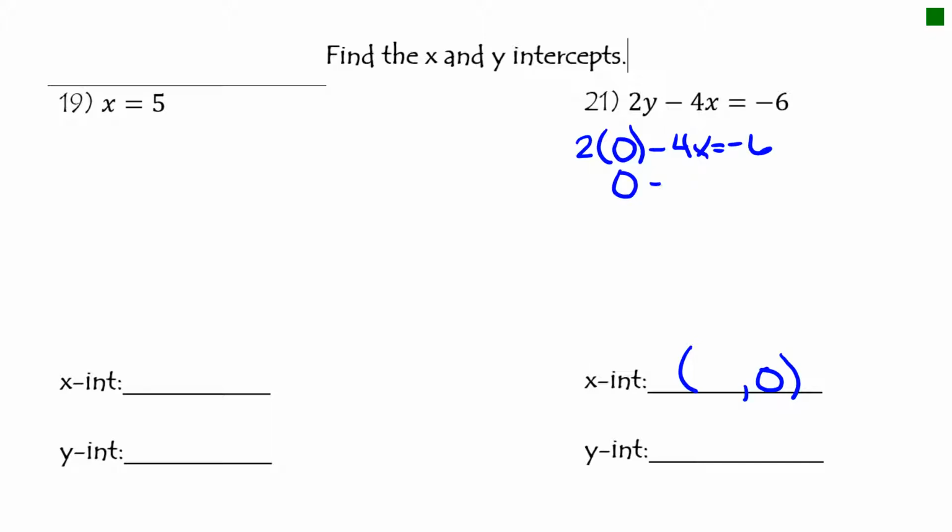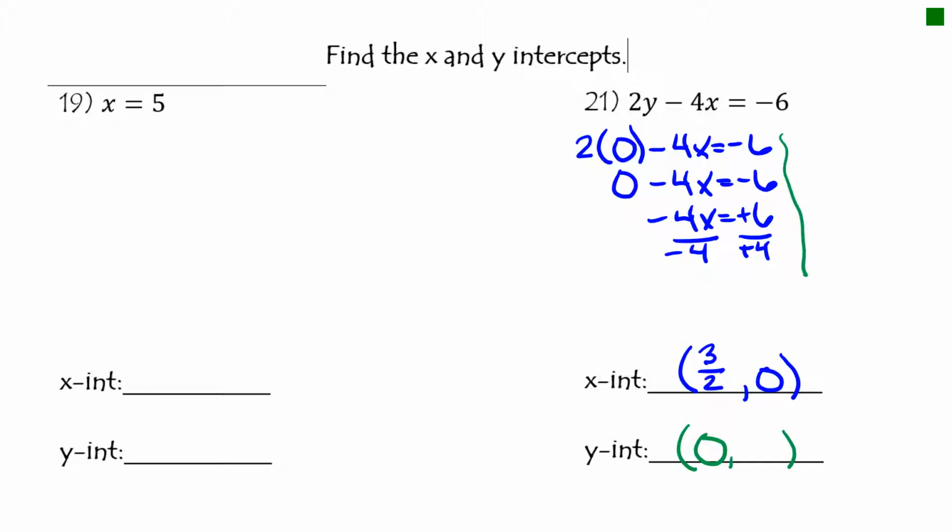2 times 0 is 0, minus 4x equals -6. 0 minus 4x is -4x. When I divide by 4, or -4, I have negative over negative, that's positive, and 6 over 4 reduces to 3 over 2. For the y-intercept, I'm going to let 0 equal x, and I'm looking for y. So now, I wonder if I could lasso that and move it over. Do you think I can? I don't think I can.